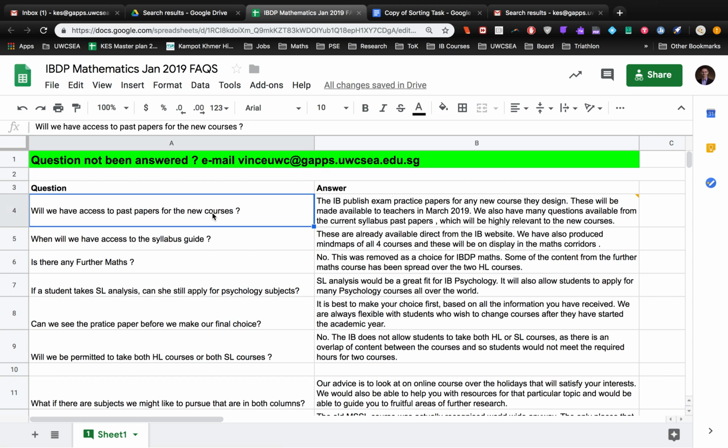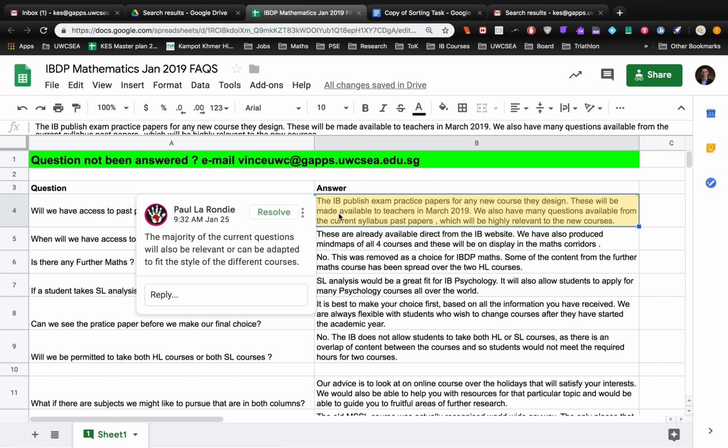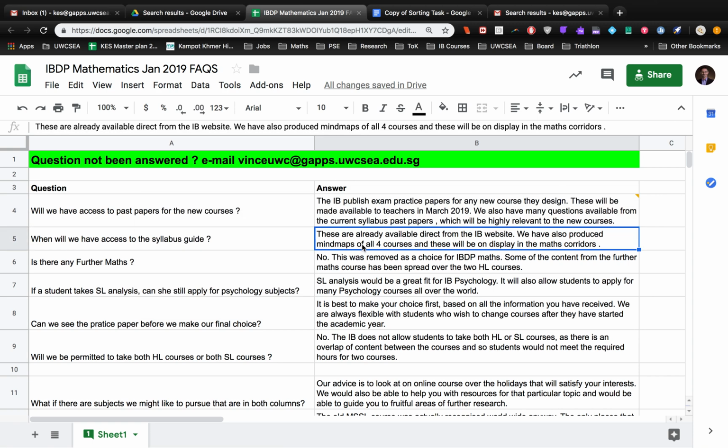So will we have access to past papers for the new courses? And it's quite simple. Yes is the answer. My colleague is also feeding in on these particular questions. The whole maths department is feeding in on these questions, so we've got a lot of minds working on it. And yeah, the actual official practice papers are published sometime in March, end of February, beginning of March. But we also have hundreds and hundreds of past papers for the last 7, 8, 10, 12 years, and we can always adapt these particular papers to meet the needs of the new courses. So we can create our own papers quite easily. So there's not going to be a worry there.